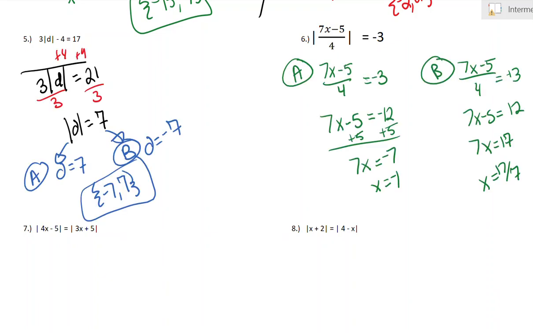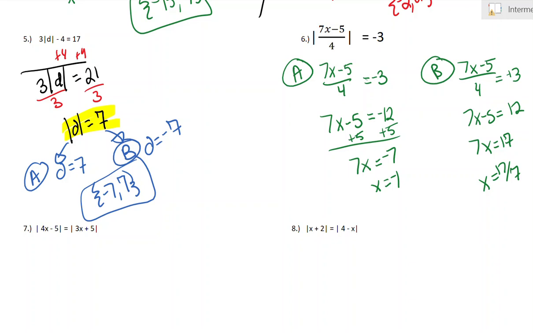So hopefully with number 5, what you did is you isolated the absolute value of d again. So add 4 to both sides, and then you divide it by 3. So then you ended up with absolute value of d equals 7, which produced negative 7 and 7. And hopefully when you plugged it back in, it worked out just the same.